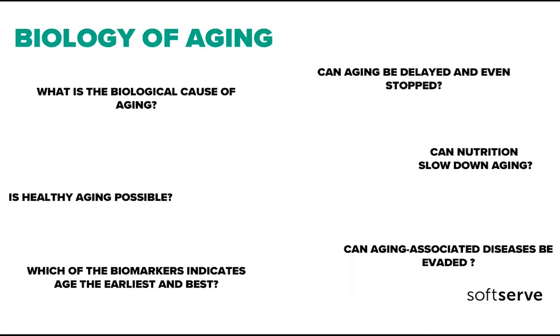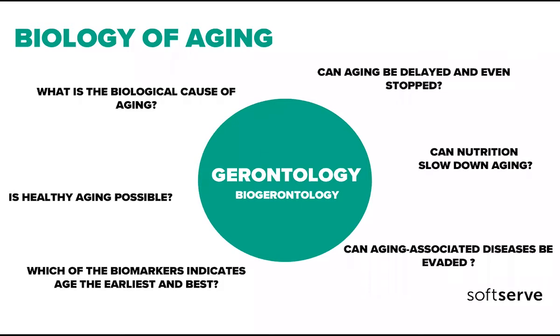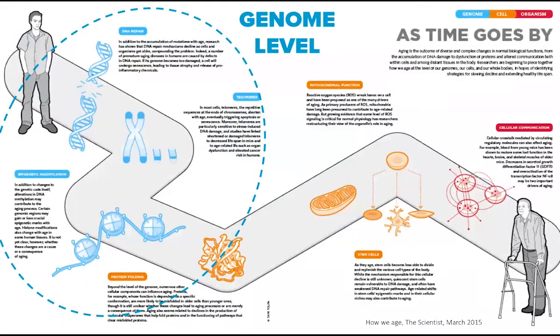And actually the area of science which researches all of those questions is gerontology, but the part of it which is responsible for the biological part is called biogerontology. And this research was conducted in the field of biogerontology. So currently we know several things about aging. We know that there are at least 3 levels on which aging occurs. It's a genome level, cell level, and organism level.